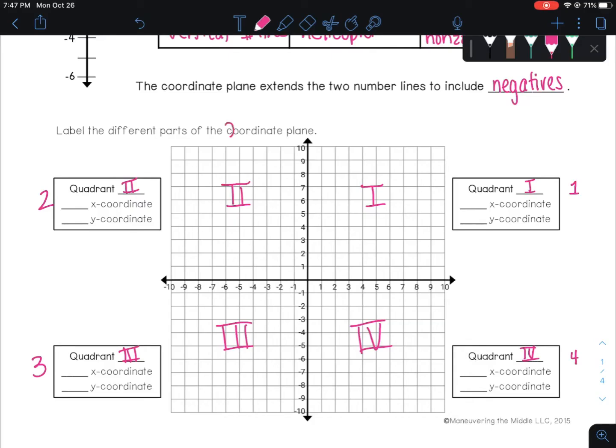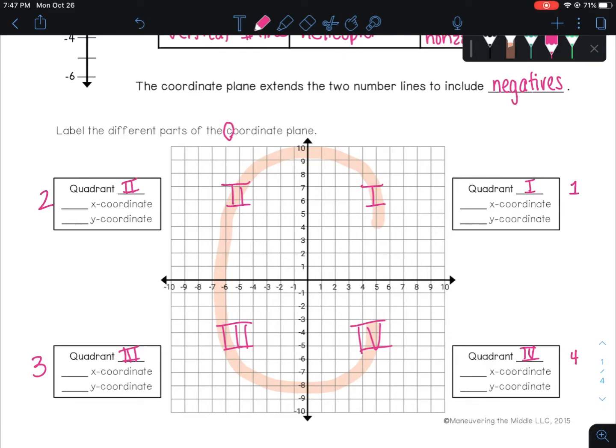The word coordinate plane starts with a C. If you draw a big C on this coordinate plane, it tells you the order of the quadrants. So we start here, quadrant 1, quadrant 2, quadrant 3, quadrant 4. And that can help you remember the order. You always start with quadrant 1, which is all the positives. Which brings me to this next part.